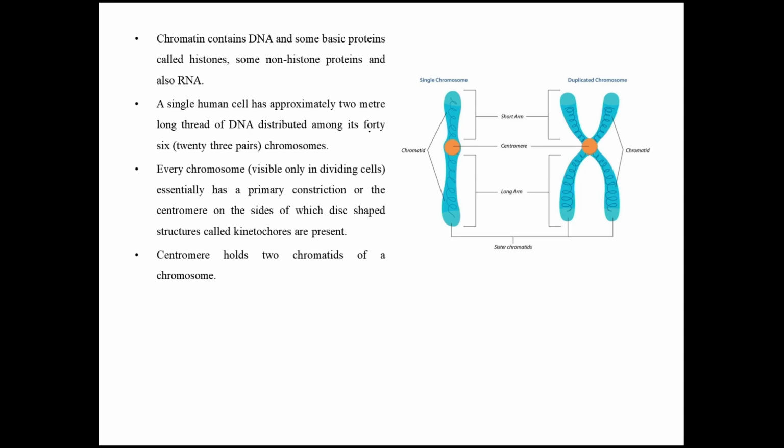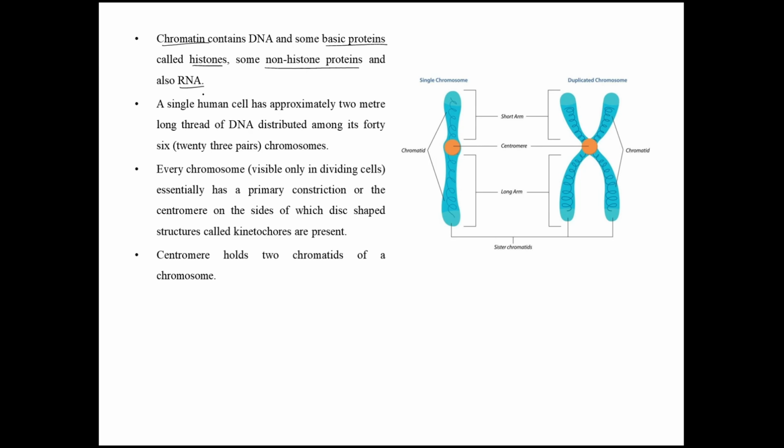Now we will discuss the chromosome. Basically, a chromosome is a condensed form of genetic material. The chromatid contains DNA and some basic proteins, which we will discuss in later sessions, called histone proteins, and some non-histone proteins and RNA as well. A single human cell has approximately 2-meter long thread of DNA.